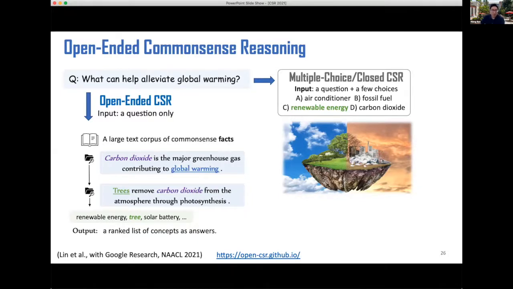Yep, so that's a good effort in terms of making the evaluation a little bit easier, because you can trust these ranking-based evaluation metrics like MRR and precision and recall at K in a better way than the evaluations for free-text generation.